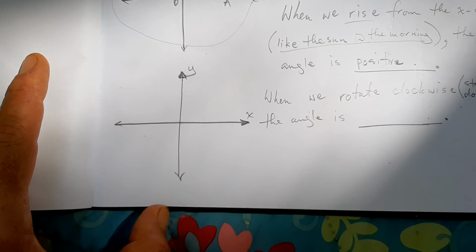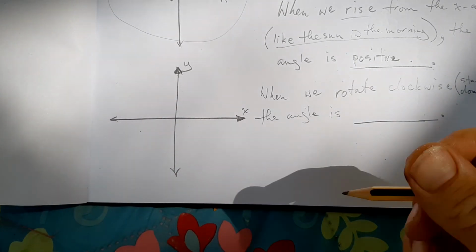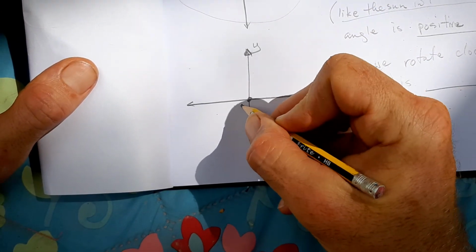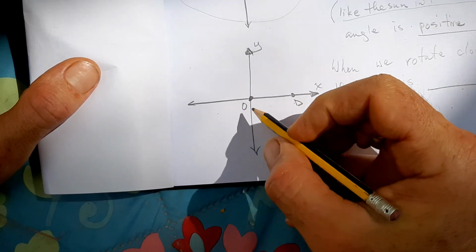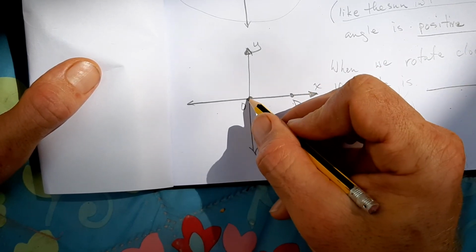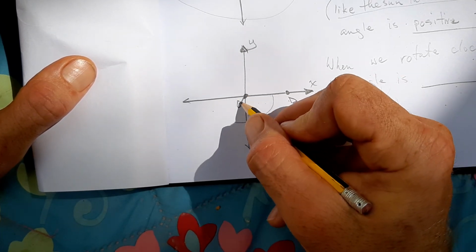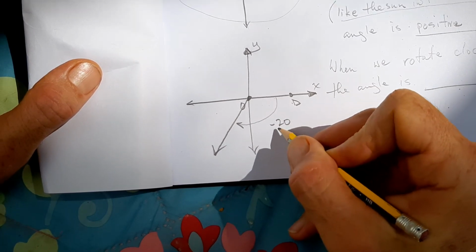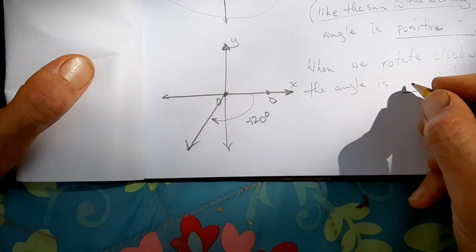And so if we rotate the other direction, clockwise, starting over here, say I've got ray OD, and I want to go negative 120 degrees. So I'd go that way, that's negative 120 degrees. As I turned clockwise, the angle is negative, okay?